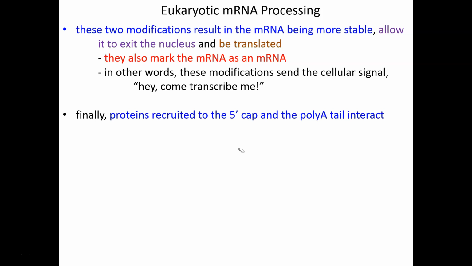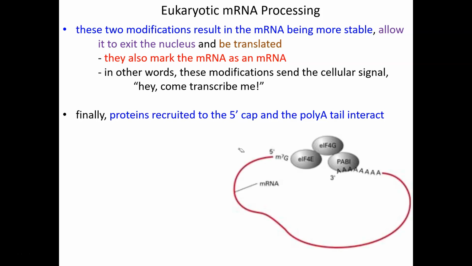Finally, proteins are recruited to the 5' cap and the poly-A tail, and those proteins interact with one another. They form this circularization of the messenger RNA. This is called a cap-binding protein, and this is a poly-A binding protein here. And cap-binding protein and poly-A binding protein interact with one another to circularize the messenger RNA.